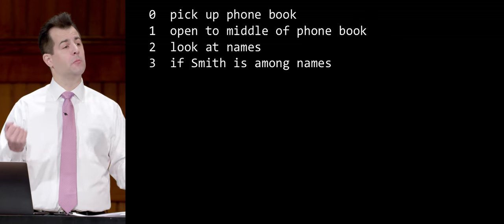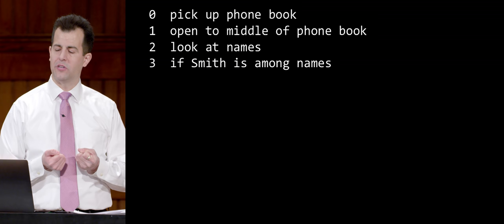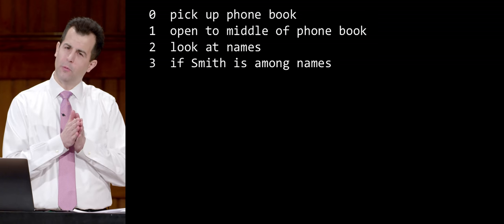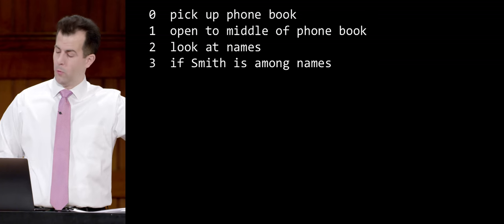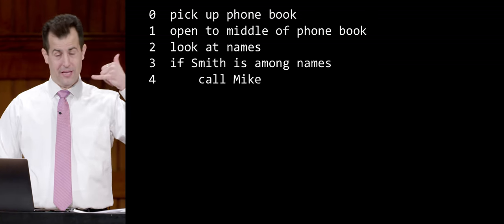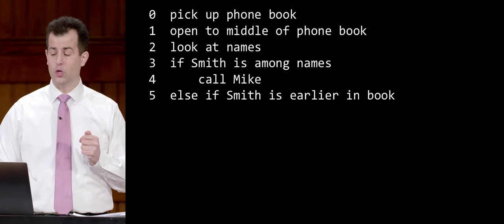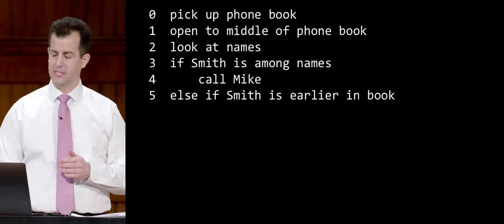And then if Smith is among names. And notice this is semantically different from those first three steps, because this expression starts with if. So this is kind of like a proverbial fork in the road. If Smith is among the names, let's do this. What do we want to do? Call Mike. That's great. Otherwise, or else if Mike is earlier in the book, let's go a different direction instead.